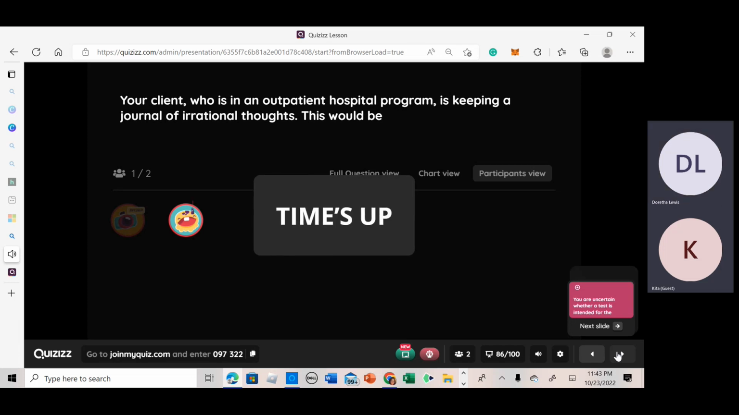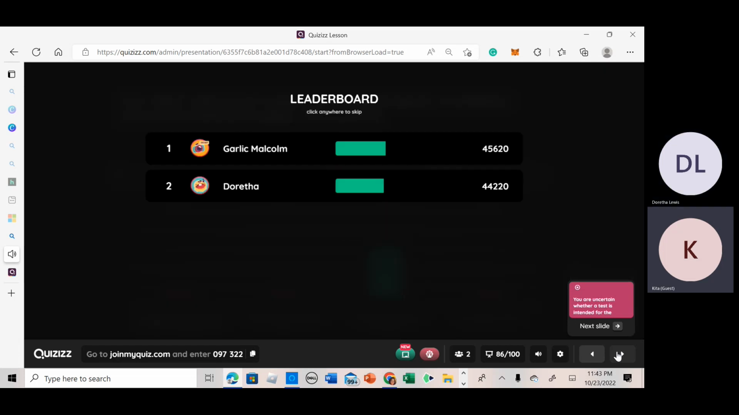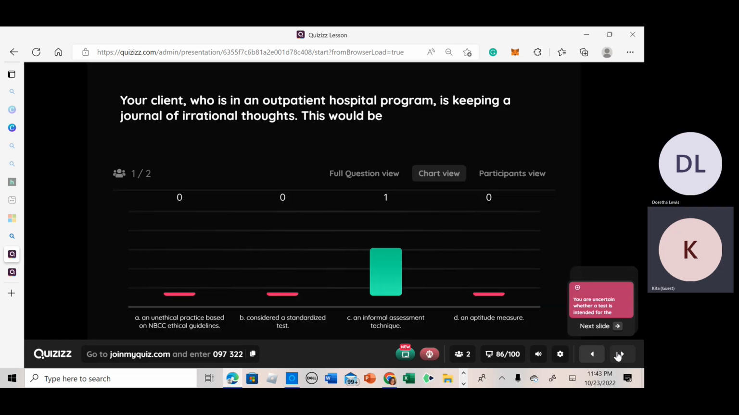Your client, who is in an outpatient hospital program, is keeping a journal of her irrational thoughts. This would be the informal assessment technique.